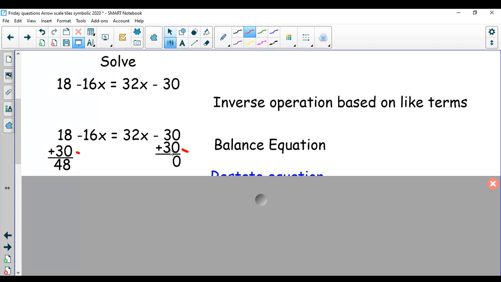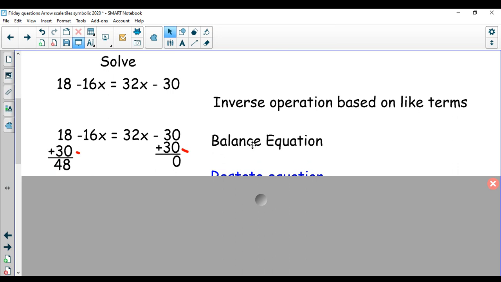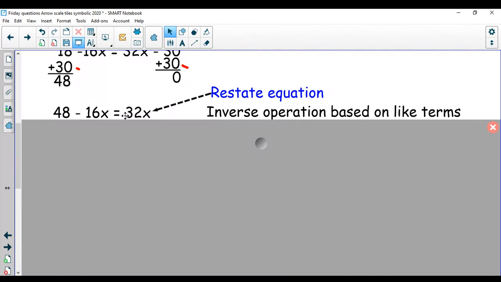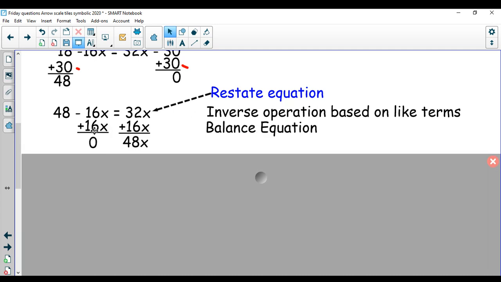Now go ahead and do the operation. Negative 30, positive 30, 0. 18 plus 30, 48. There's my balanced equation now. I have to restate the equation: 48 minus 16x equals 32x. Good, now we restated. Inverse operation based on like terms. Well, the only like terms I have left are negative 16x and 32x. Do your inverse operation. Inverse of negative 16x, positive 16x.